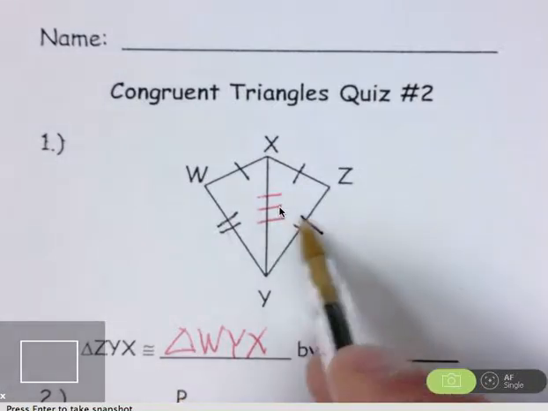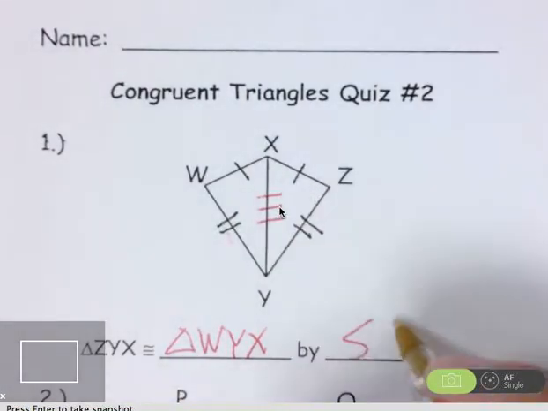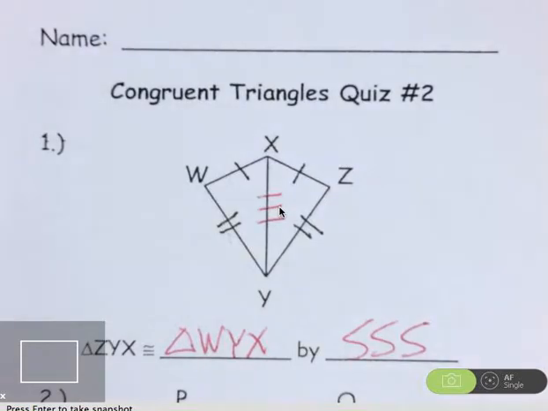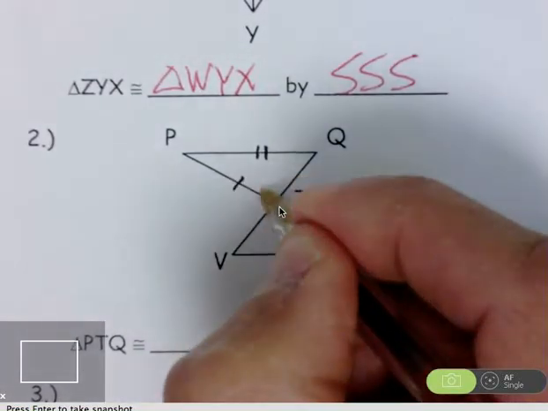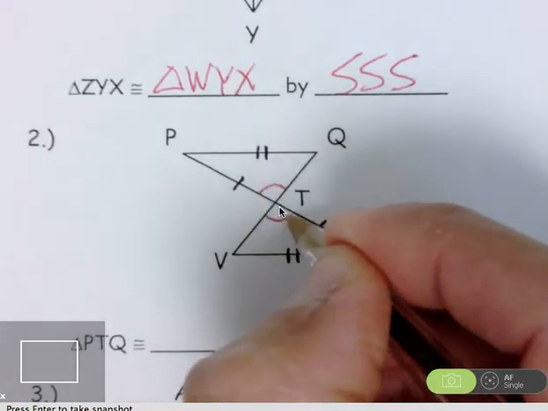And then notice the only thing that's marked here are the sides. So this must be side, side, side. Question number 2 is the none. And there's an important reason. You can mark the vertical angles, but this is not side angle side.